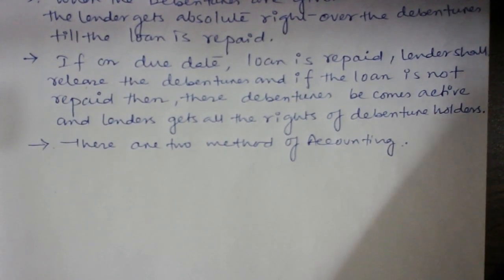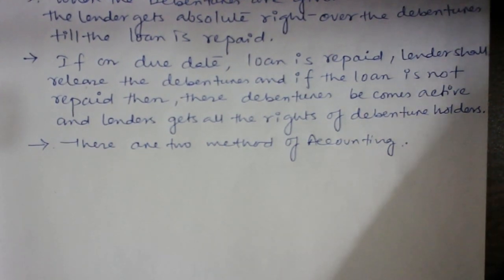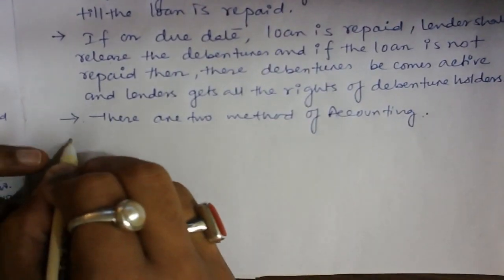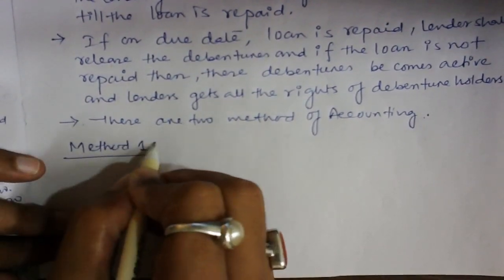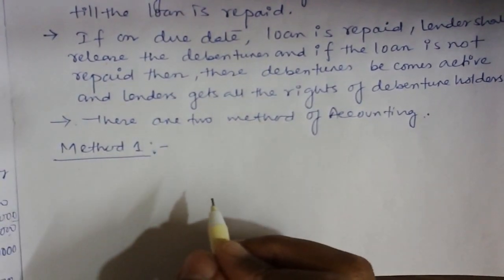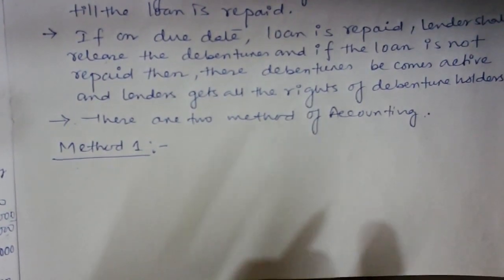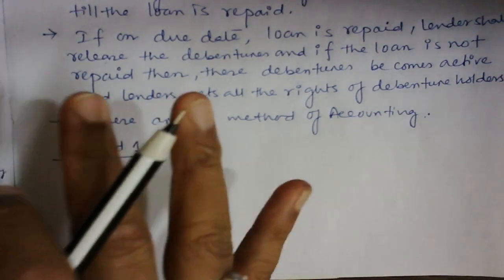Number one, method one. You can write here method one. Here no entry is required. No entry is required for issuing debenture as a collateral security. I am repeating, no entry required.